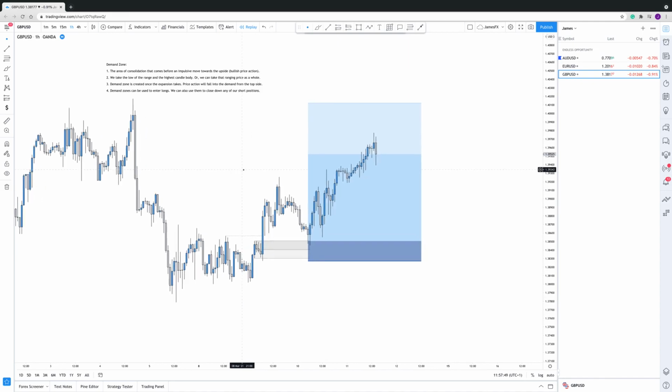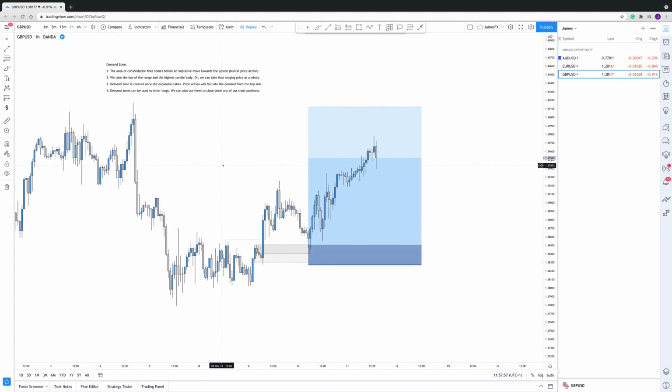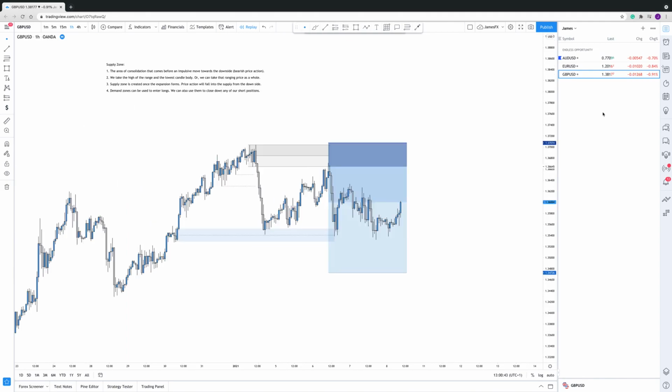But that's the example of a demand where we're looking at expansion and consolidation and how we can look to enter it. But let's now get into an example of supply and a sell example. Okay, so now we've got an example of a supply. Now we are on GBP USD on the hourly time frame. So let's get into this example.